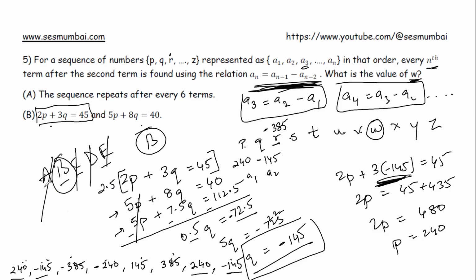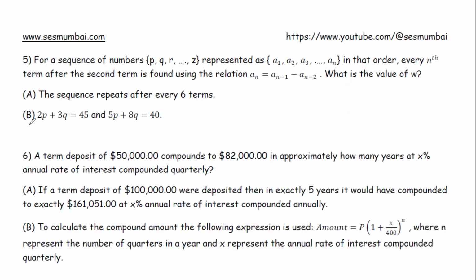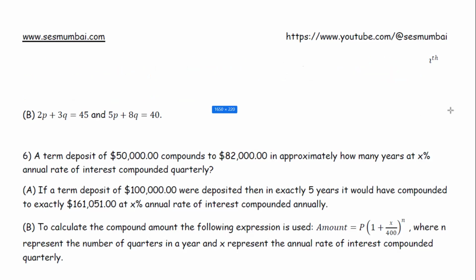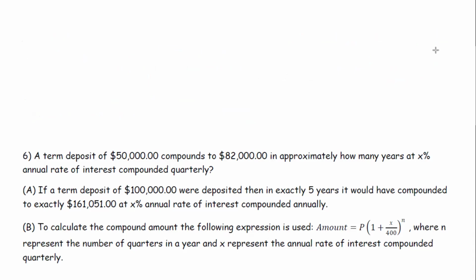Moving on. Sixth. Right. A term deposit of 50,000 compounds to 82,000 in approximately how many years at X% annual rate of interest compounded quarterly? So we have to find out how many years.